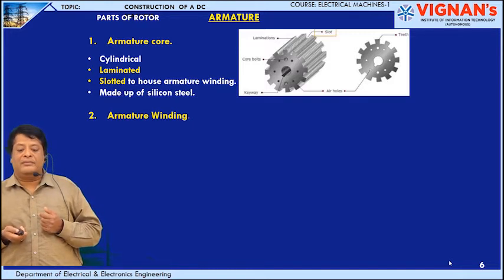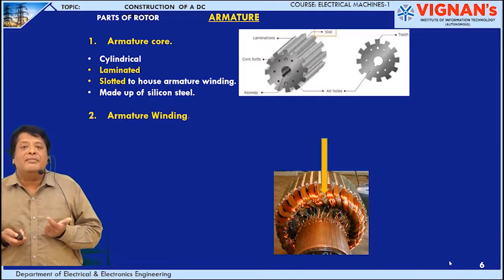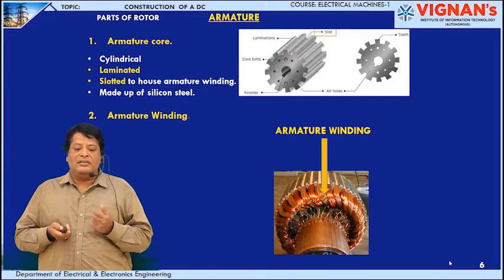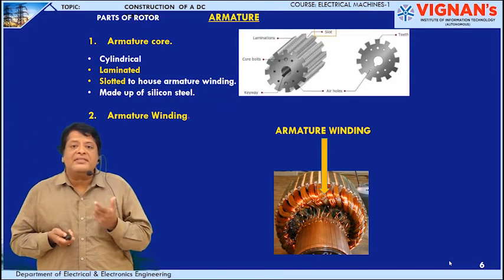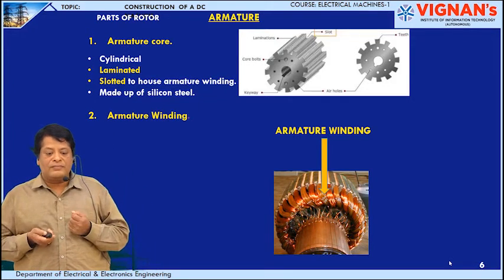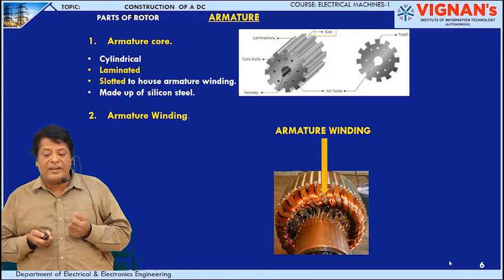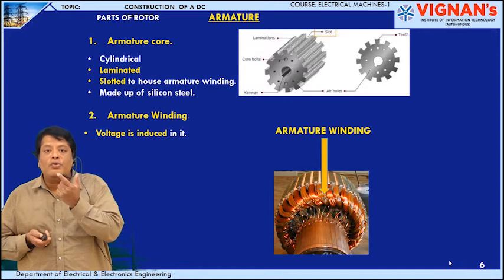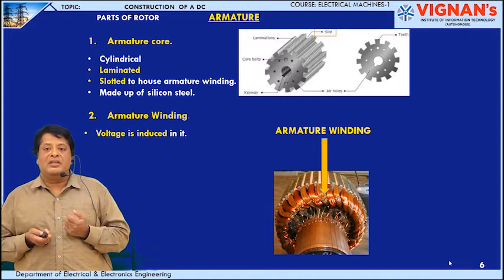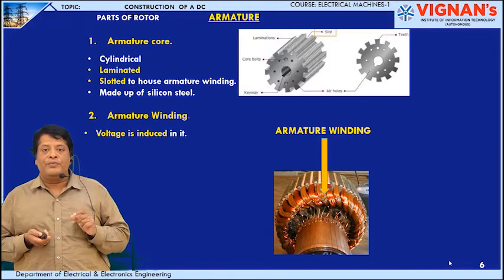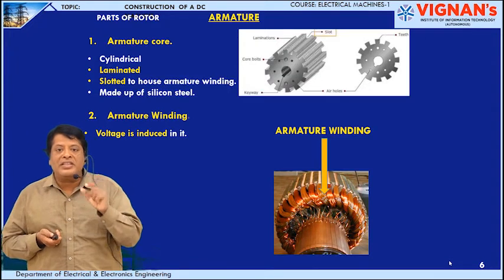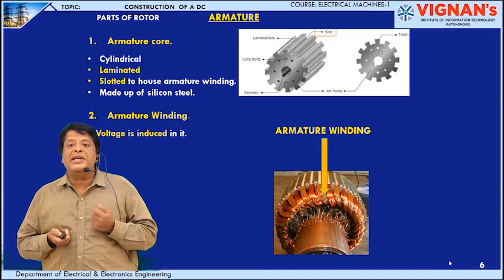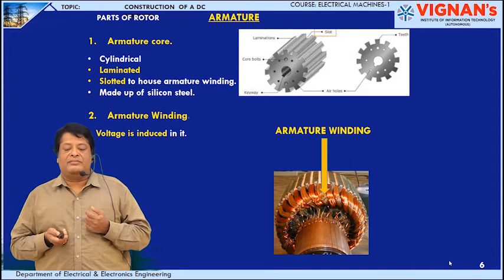Armature winding. Armature winding is nothing but copper wire, nothing but coils. These coils are placed in the armature slots as shown in the figure. How do we define the armature winding? It is an electrical circuit in which the voltage is induced. That winding is the armature winding.